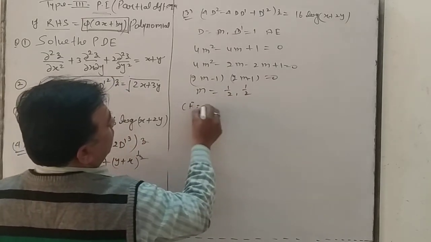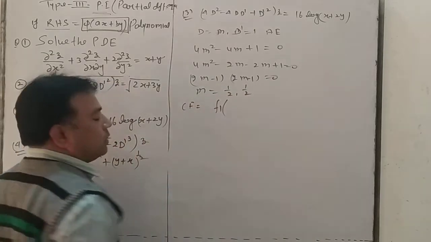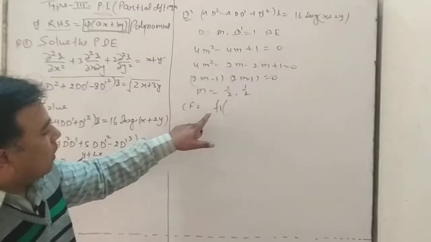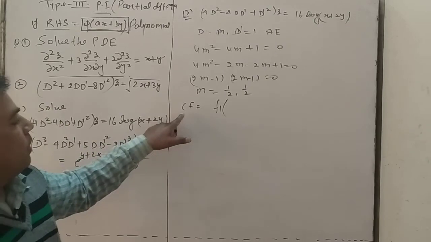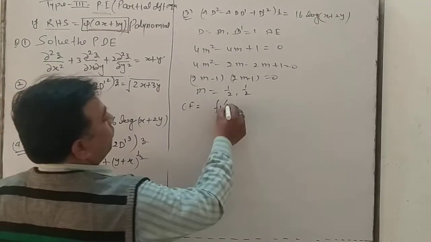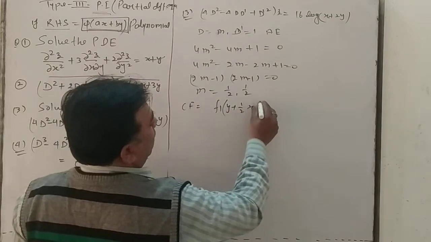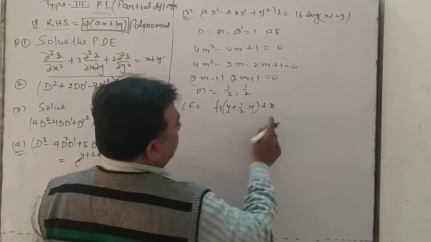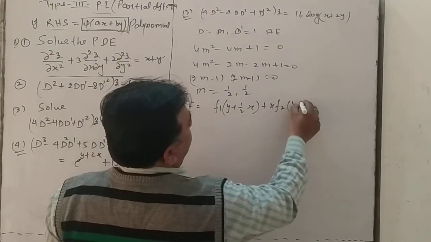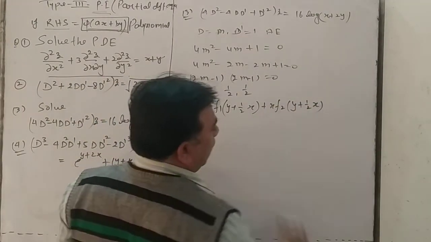Then CF equals F1. This is the repeated root. You know this from the previous video. Okay, how to write the solution when you get a repeated root: F1(y + x/2) plus x multiplied by the second term F2(y + x/2).